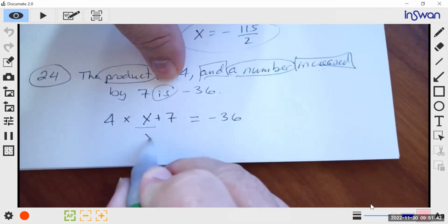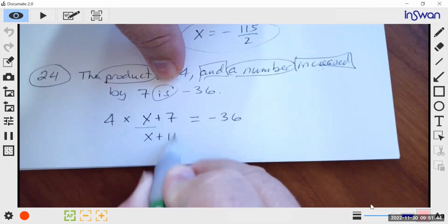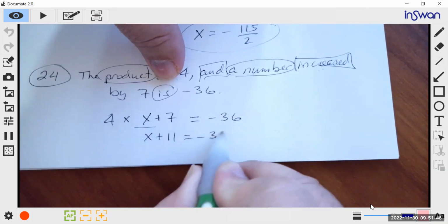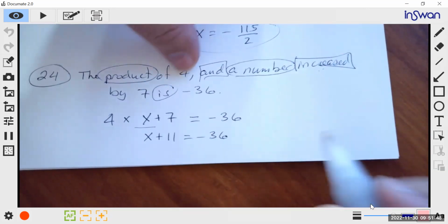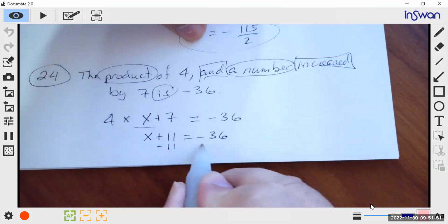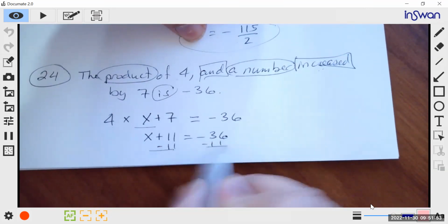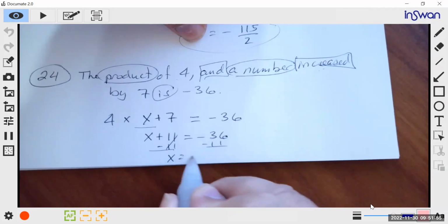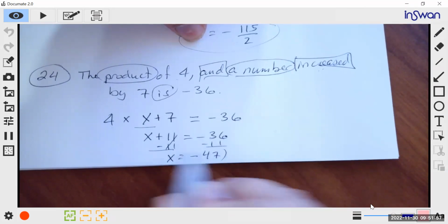Combine like terms, 4 and 7 equals 11. Subtract 11. X equals negative 47.